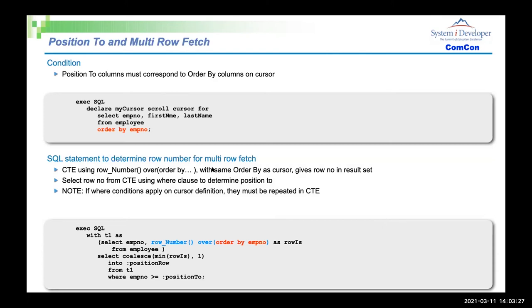Since we're talking about multi-row fetches and cursors, by the way, one of the other things people often want to do is to position to a row in a result set.